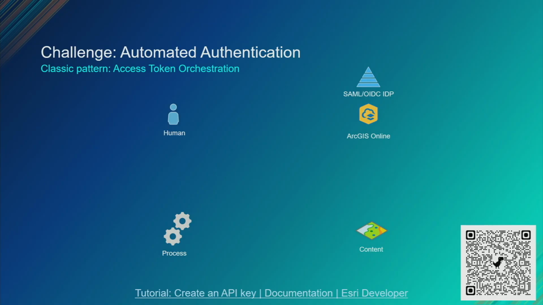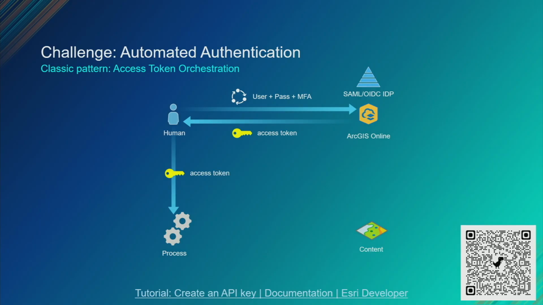The way you had to do this before was a human would have to sign into ArcGIS Online or your SAML IDP, whatever. You'd get an access token which represented that human. Then you'd bake that access token into your code in one way or another, and then you'd use that access token to access content. That access token did not last more than 14 days. And even if you used a refresh token, which is kind of an advanced orchestration of this thing, it didn't last more than, I think, 60 or 90 days.